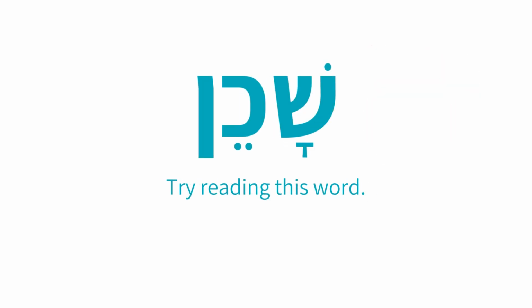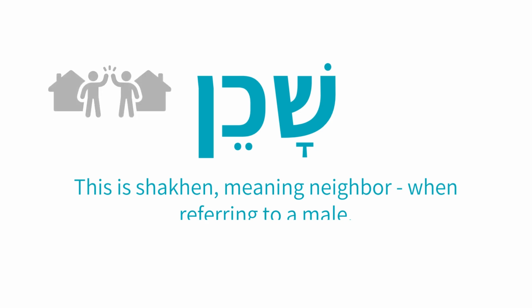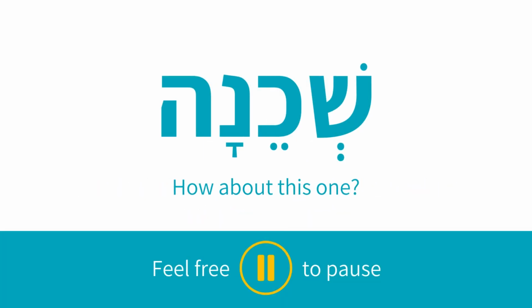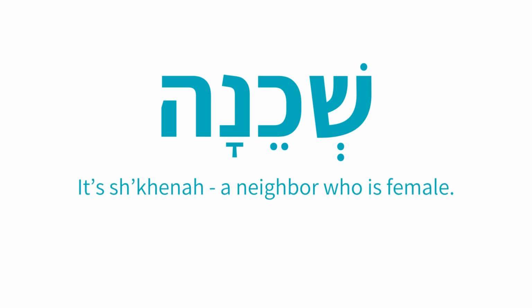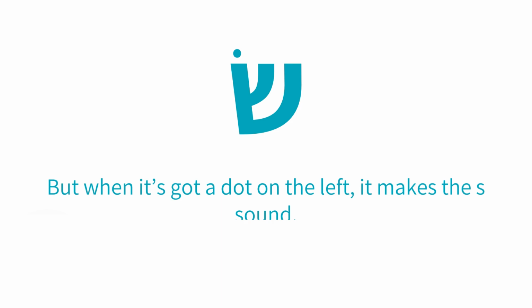Try reading this word. This is shachen, meaning neighbor when referring to a male. How about this one? It's shchena, a neighbor who is female. Now, when shin has a dot on the right-hand side, it makes the sh sound. But when it's got a dot on the left, it makes the s sound.